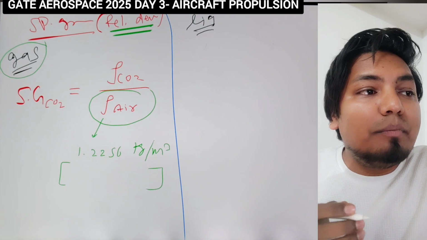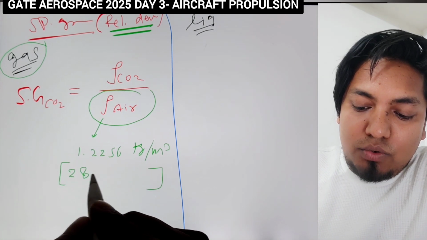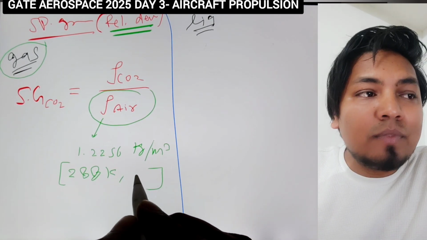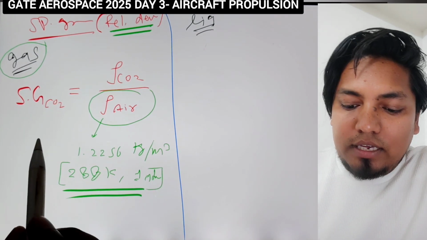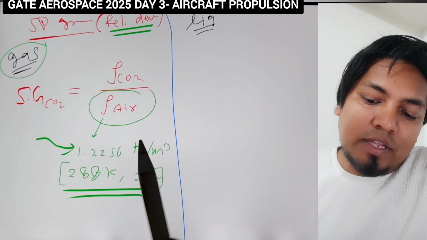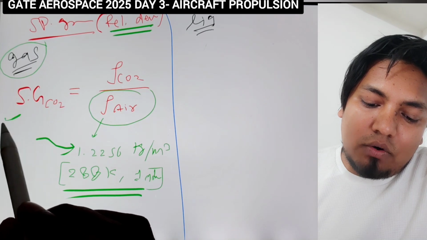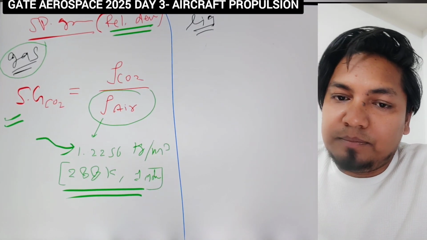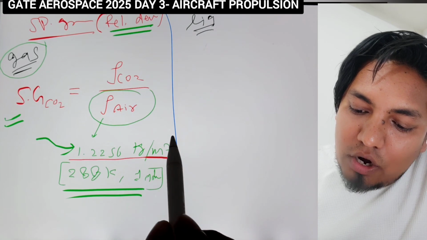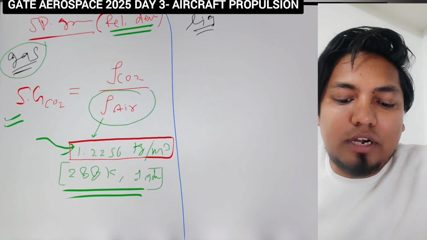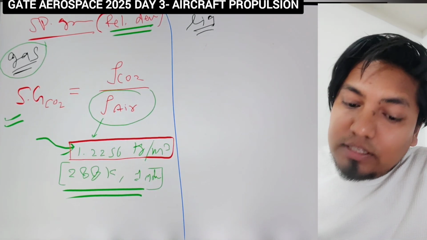So you have to make sure what was your temperature and pressure. So 288 Kelvin and 1 atm. Only at this coordinate, air will show you this density. Then only you can find out the correct specific gravity. Always you have to use this data of air to calculate specific gravity, that is relative density.